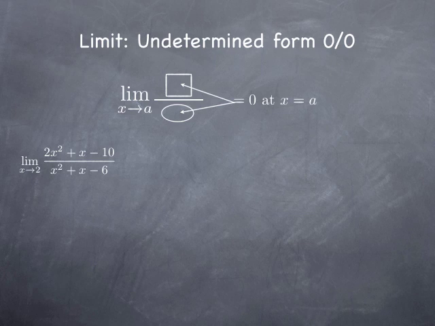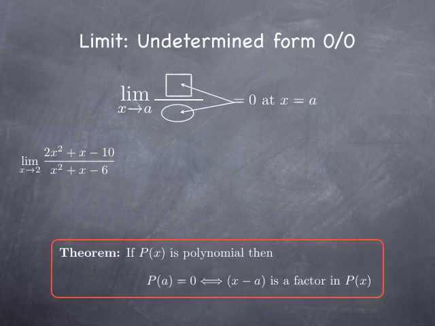The key thing to have in mind for this type of exercises, a quotient of two polynomials with an undetermined form of the type 0 over 0, is this general result. If you have a polynomial, it is 0 at a certain value a if and only if x minus a can be factored out of that polynomial. So what does that mean? That means that if both top and bottom are 0 at x equal 2, x minus 2 should be a factor in each one of these two polynomials. So what do we do? Well, we simply factor the top and factor the bottom.